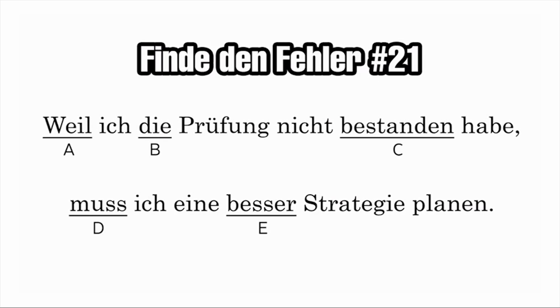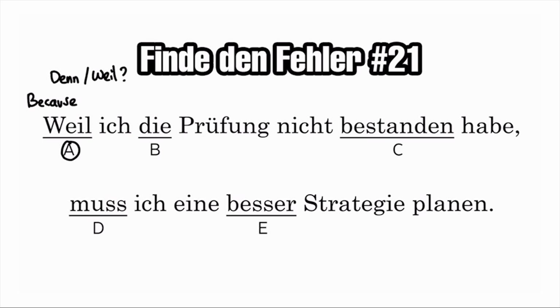Can you find the mistake in the sentence? Weil ich die Prüfung nicht bestanden habe, muss ich eine bessere Strategie planen. Because I didn't pass the exam, I have to plan a better strategy. The word weil means because in English, but in German we have two words, namely denn and weil.